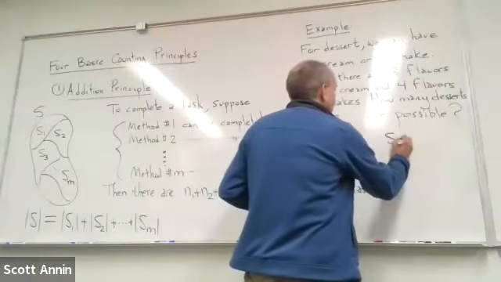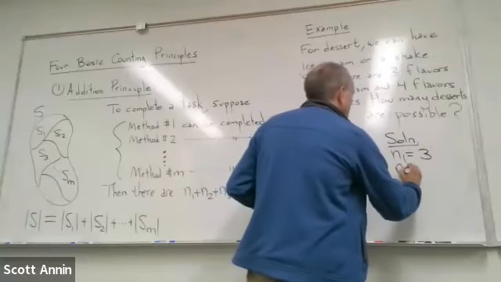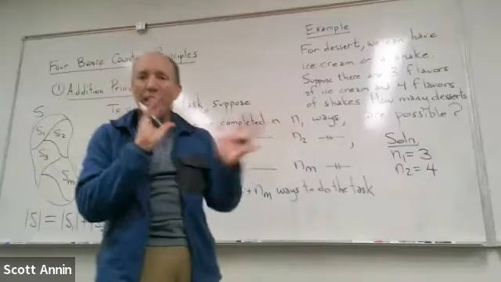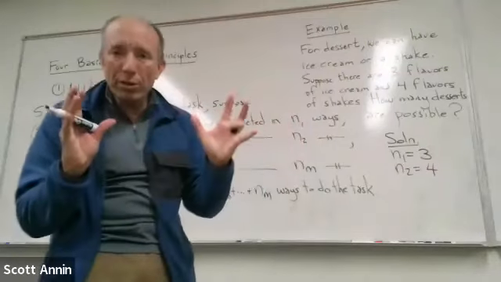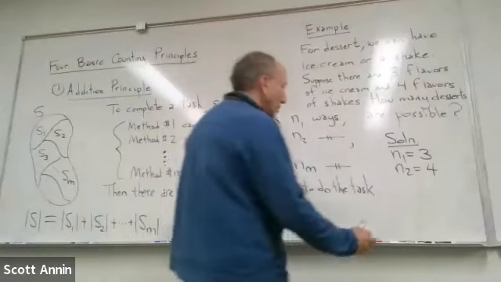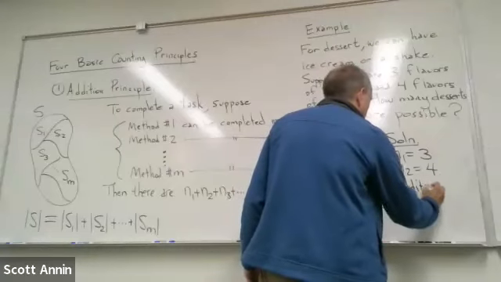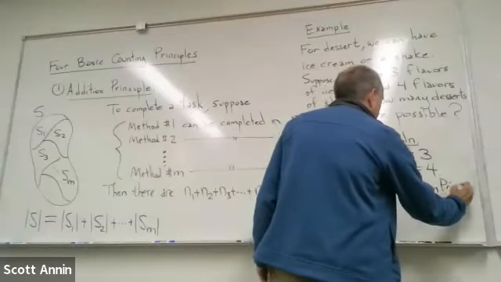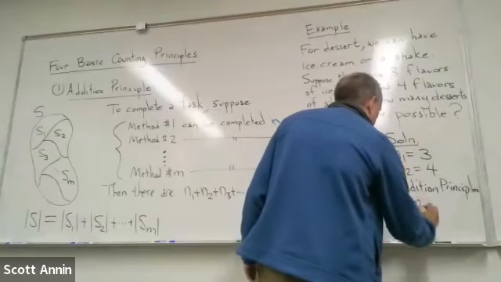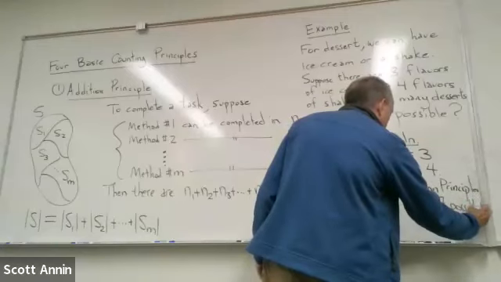Let's just write this down. We don't have a big solution here. We don't need a big solution. It's simply 2 possible desserts, right? They're mutually exclusive. We can't choose both. We have to pick either the ice cream or the shake. And so by the addition principle, we simply add these together and we get N1 plus N2 equals 7 possible desserts.